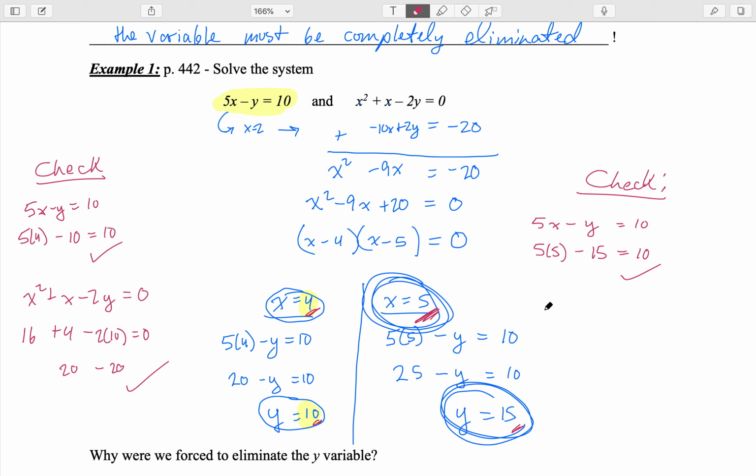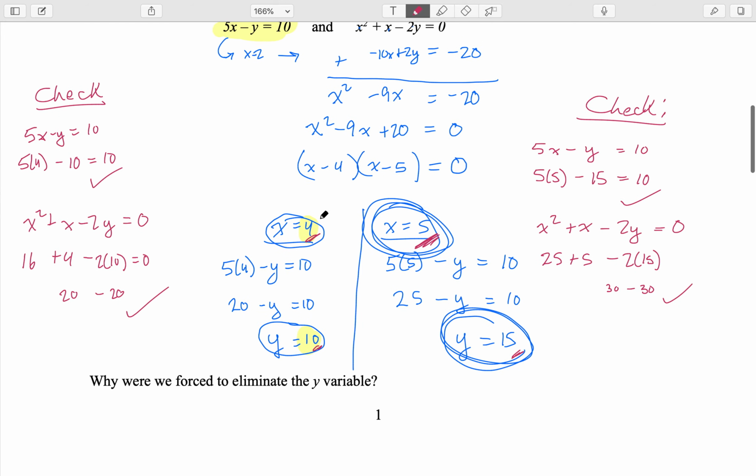But this is the one that's going to be harder. So x squared plus x minus 2y is equal to 0. So 5 squared, 25, plus 5, minus 2 times y, 2 times 15, 30 minus 30. Yes, that's 0. Yay. So this one does work. There's one set of answers, 4 comma 10. Here's the other one, 5, 15.